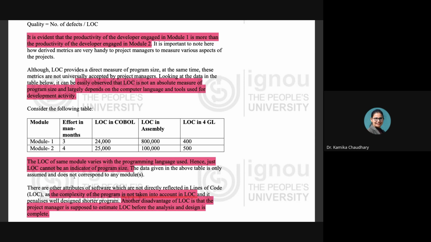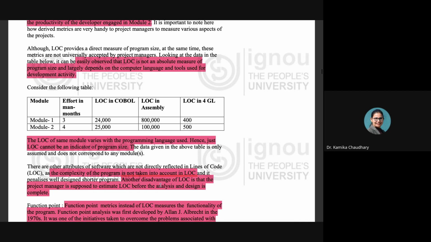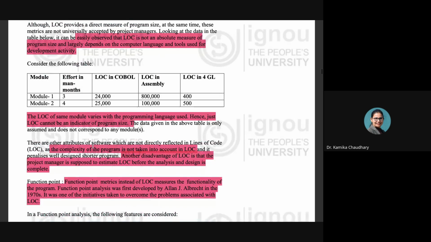What it says is that the lines of code of the same module vary with the programming language used. Hence, lines of code alone cannot be considered an indicator of the size of the program. It also depends on which language is being used for the development of that particular program, right? There are other attributes of the software which are not directly reflected in the lines of code, as the complexity of the program is not taken into consideration.